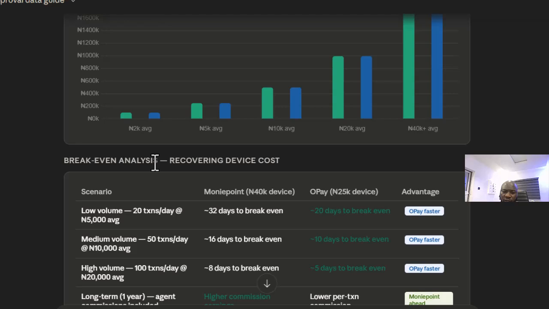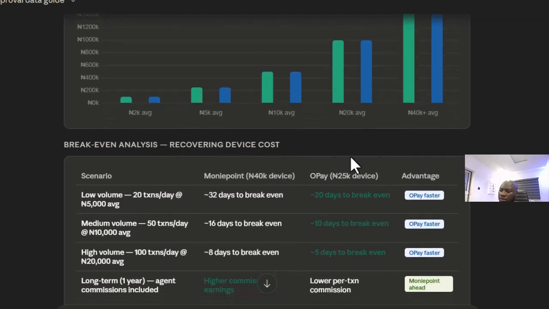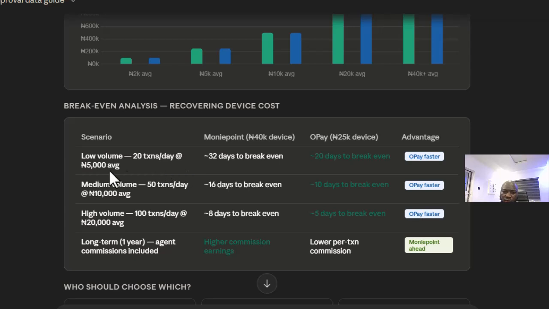So now break even analysis, recovering device cost. So going all the way down, we'll say low volume, 20 transactions per day at 5,000 naira average, 20 days to break even for OPay. For Moniepoint it is 32 days to break even in order to make your money back. But if you're doing 50 transactions per day and you average 10,000 naira per transaction, you can see how much you are likely to earn and how fast you can actually make money.